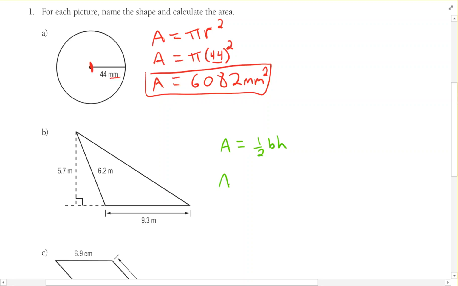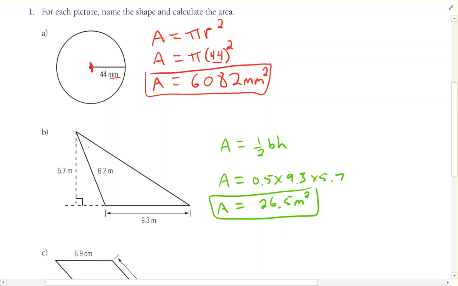So to figure this one out, it's just going to be A is equal to 1/2. But instead of 1/2, it's going to be easier to put in your calculator if you write that as 0.5. So 0.5 times base is 9.3, and then height is 5.7. So the area, if you multiply all those things together, is going to be 26.5 meters squared, right? That's our units for surface area. So that's what the surface area of this thing was.